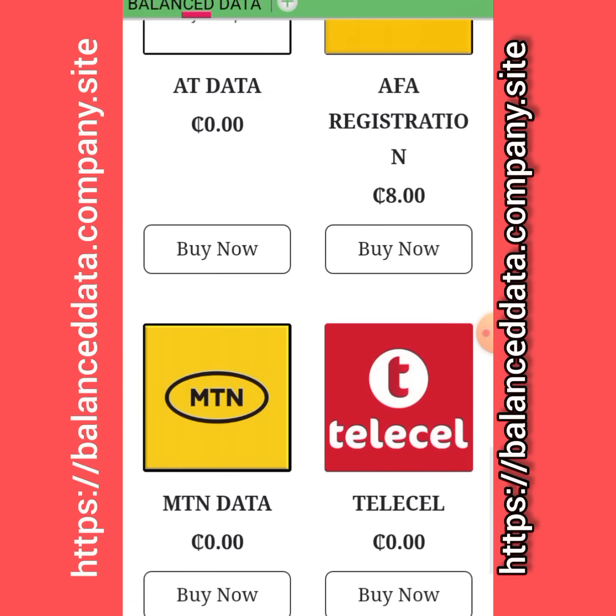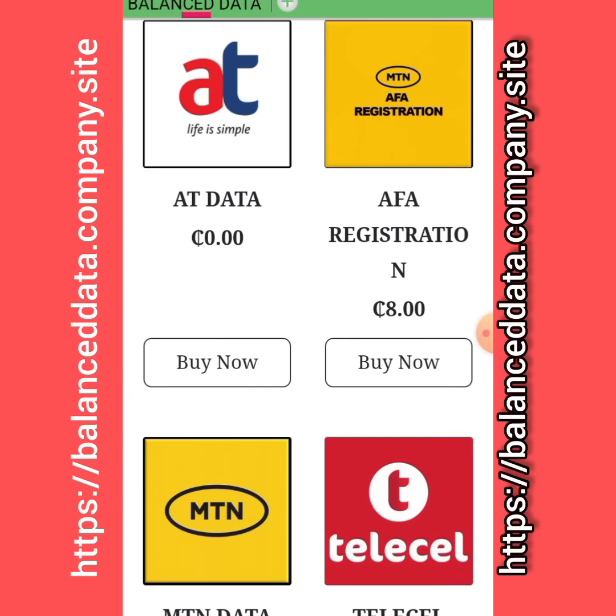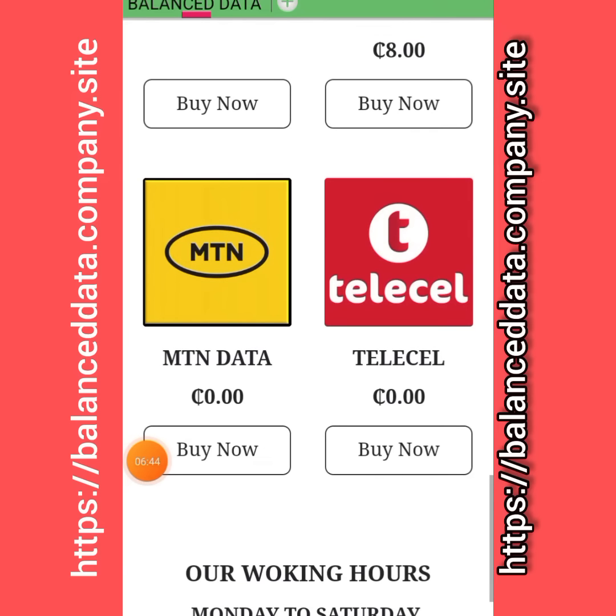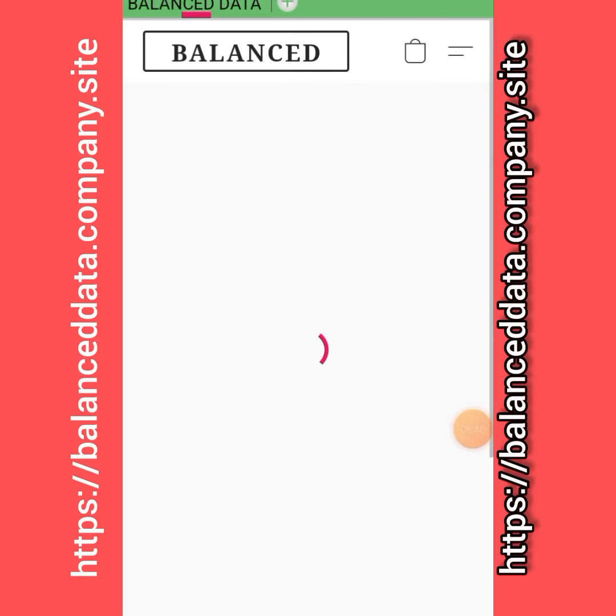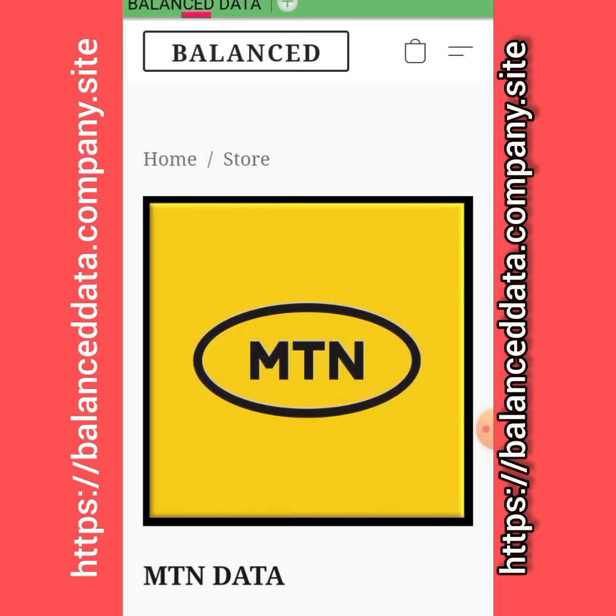All right, so now let's look at how we can place orders on this particular website and the available packages on this website. You click on the MTN logo or you click on buy now. When you click on buy now, the system is going to respond. And when you click on the MTN logo also, the system is going to respond.